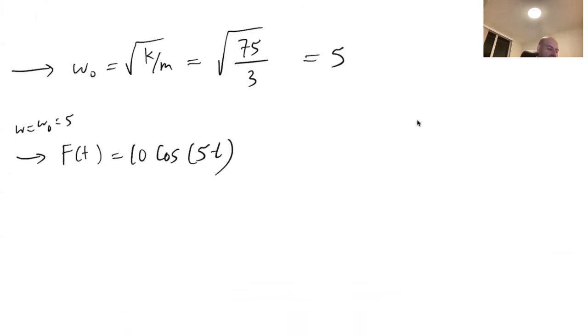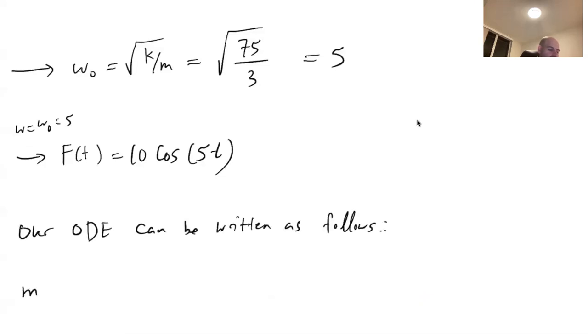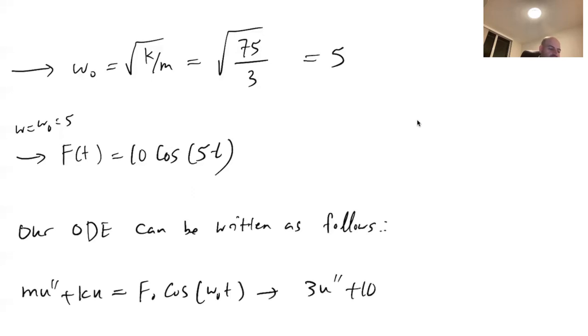So our second order ODE can be written as follows. We can say that mu double prime plus ku equals F0 cos omega naught t. So 3u double prime plus 75u equals 10 cos 5t.